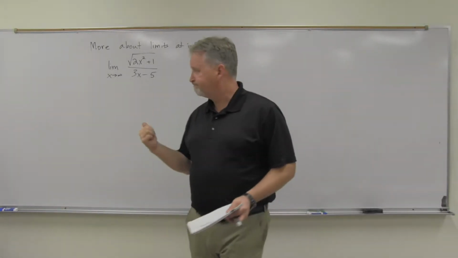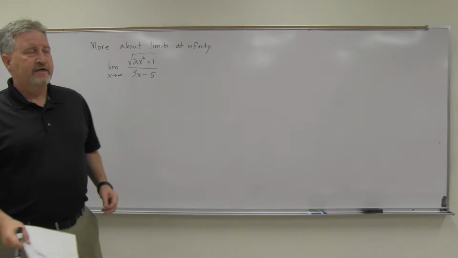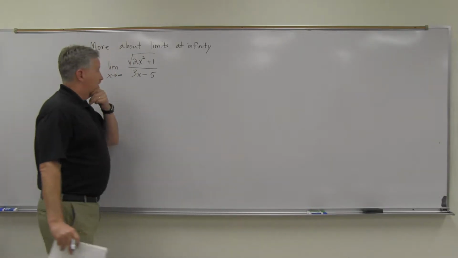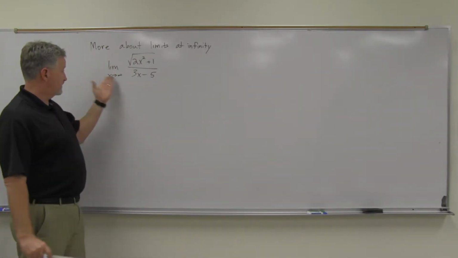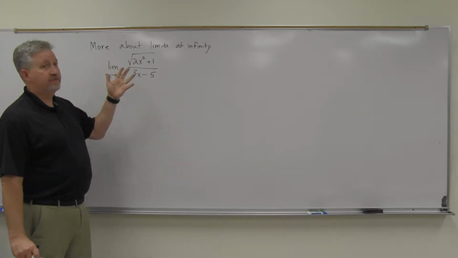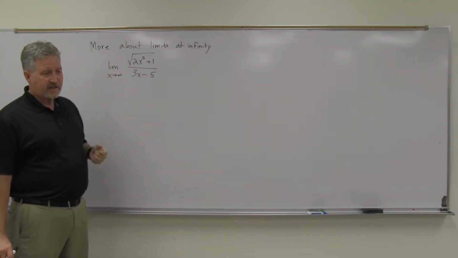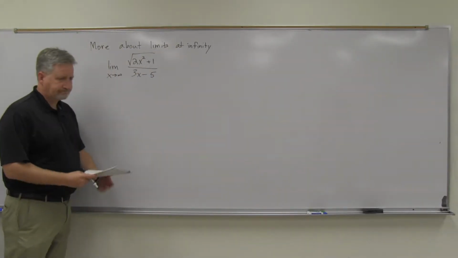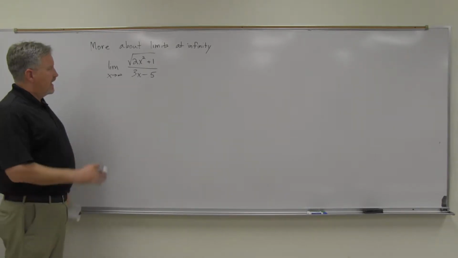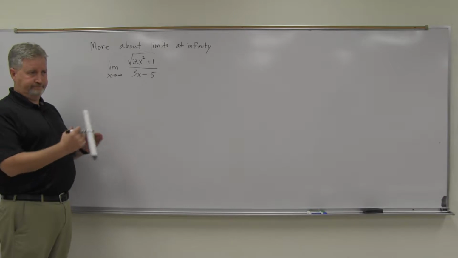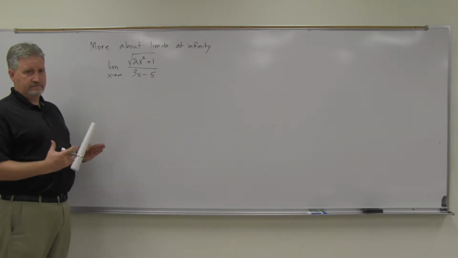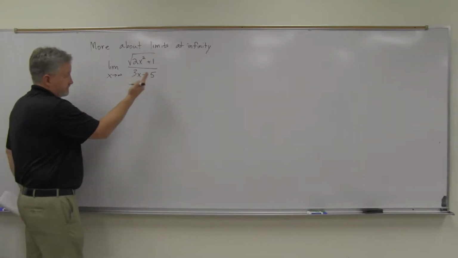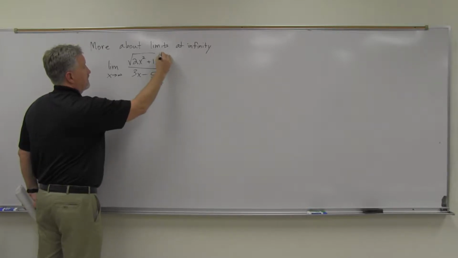Another problem that we might encounter in the limit at infinity section is one like this. We've got the limit as x goes to infinity, but the top has a square root in it. I wanted to talk a little bit about that and a couple other things we might encounter. Same deal: I would divide by the largest power of x in the denominator, which in this case is just x. So divide by x, divide by x.